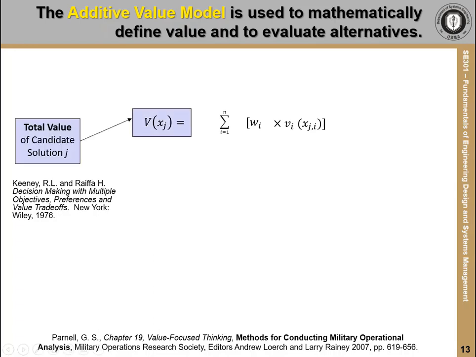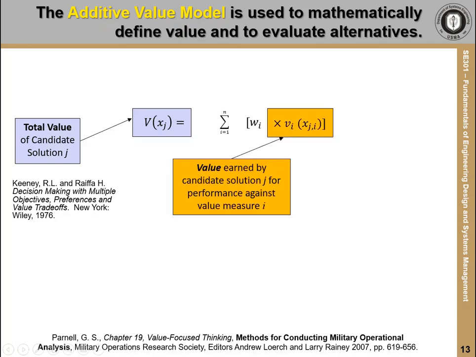First, on the left side, we have the total value, capital V, of the candidate solution, xj. We can assume that we have several candidate solutions represented by x1, x2, x3, and so on. This one is xj. The total value on the left is different than the value score. Here we have the value earned by the candidate solution j for performance against value measure i. So Vi of xji is in units of value, which is what we want.